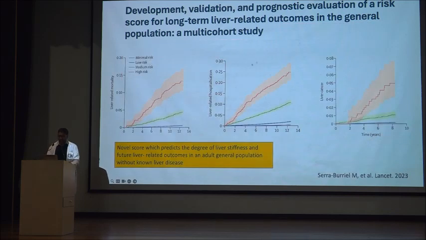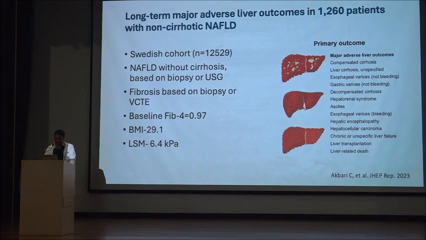They also found that when the high risk score, that is a score of more than 15, was compared to the minimal risk score, that is less than 6, it correlated well with liver-related mortality, liver-related hospitalization, as well as development of liver cancers over a period of more than 12 to 20 years. So they found that the novel risk score predicts the degree of liver stiffness and future liver-related outcomes in an adult general population without a known liver disease.